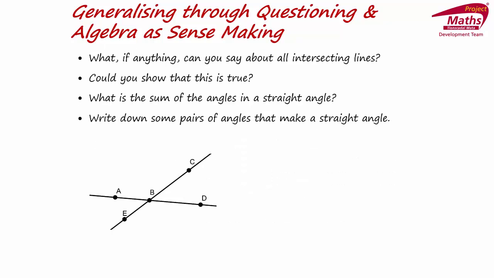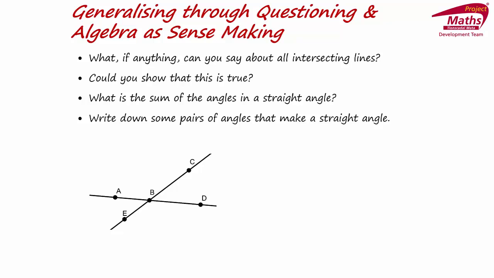In section 1 we use questioning to help students gain an intuitive understanding of vertically opposite angles. At a later stage we can return to the same theorem and use questioning to help students gain a more formal understanding of vertically opposite angles and to even prove why vertically opposite angles are equal in measure. Using questions similar to the ones on the slide, students should be able to see that there are many pairs of angles that add together to be 180 degrees.